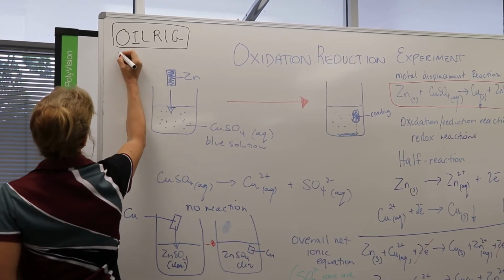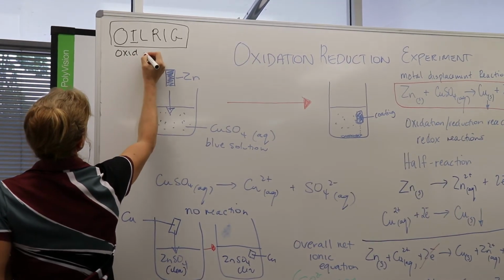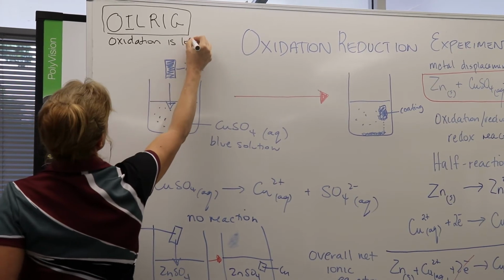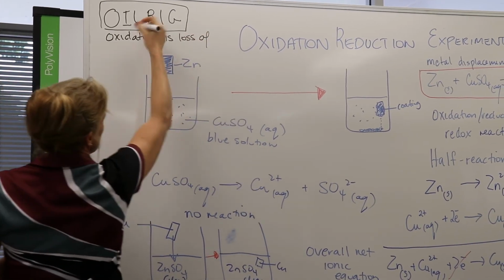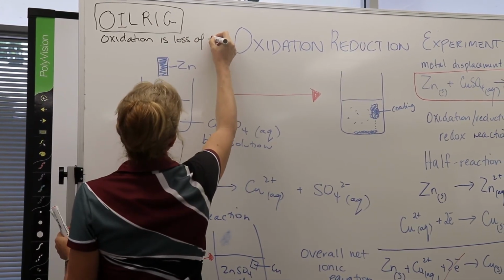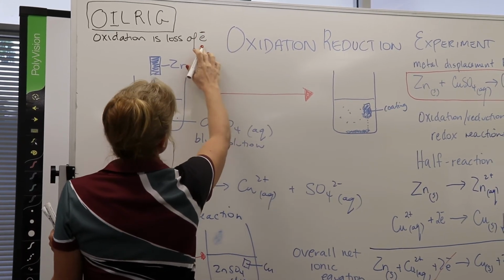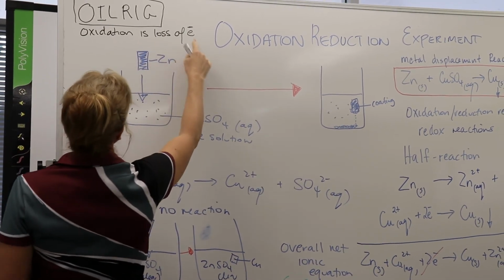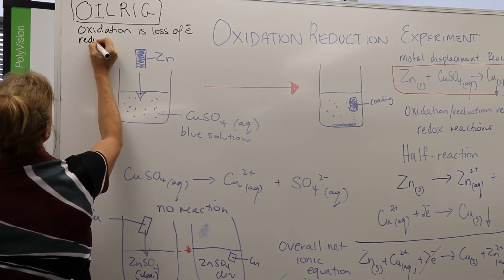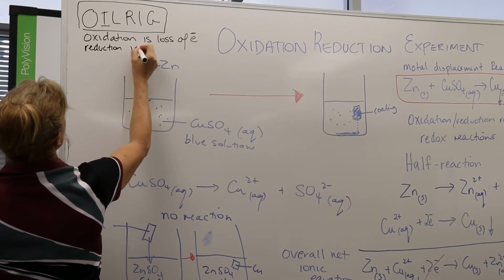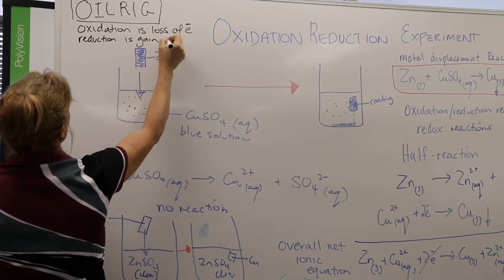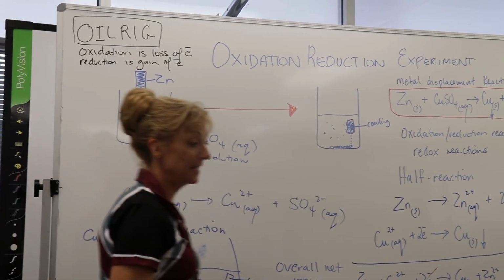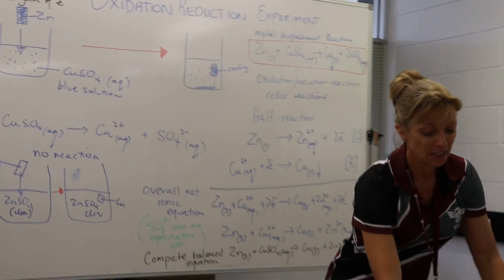So I'll just write that up here. Oxidation is loss of, it doesn't say of electrons, but it's hoping that you know that. And that's short for electrons because, as I've already said, chemists are really lazy. So oxidation is loss of electrons, reduction is gain of electrons. Now, I think I've answered everything on this sheet.